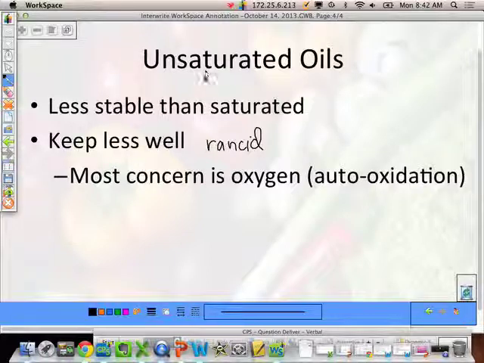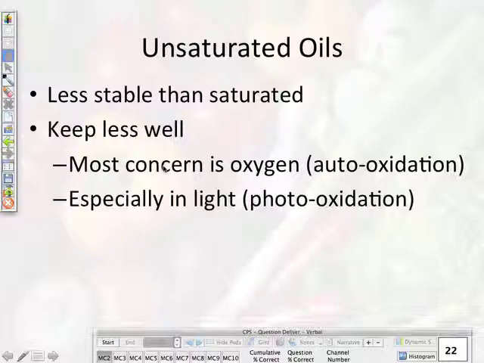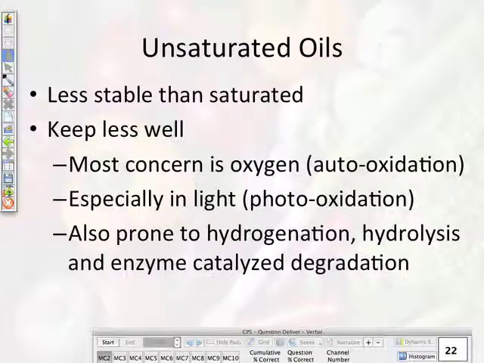So we know these double bonds can break on their own with the oxygen around them, autooxidation. If they're in UV light, we can also have photooxidation. So the UV rays act to catalyze the reaction. And we're also prone to hydrogenation and hydrolysis, as well as enzyme catalyzed degradation.